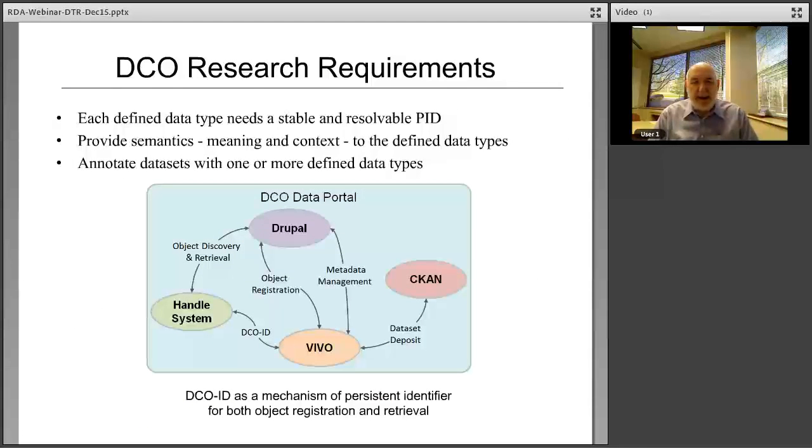So this is a high-level view of their structure, the things they're using. It's a Drupal data portal. They use Vivo and CKAN for storing stuff, and they use the handle system to identify things. Every element in their universe is uniquely, persistently, and resolvably identified: scientists, projects, data sets, results, etc. They label these handles DCO IDs.